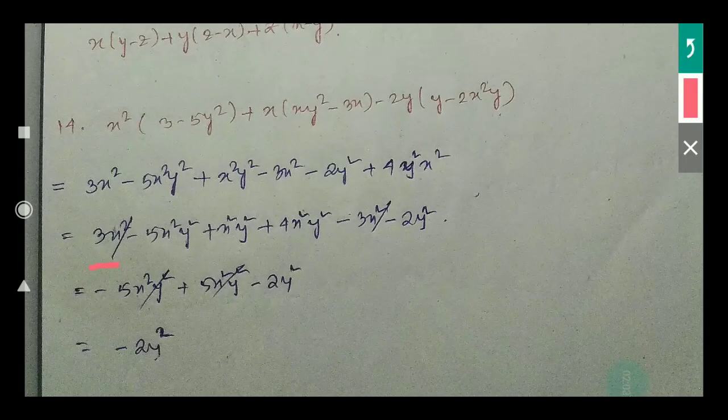3x square y square, 5x square y square, and this one all are like terms, so I have written together. Now next 3x square, 3x square, 2y square, 2y square. So 3x square and here minus 3x square, so this will get cancelled. Now check 5x square minus x square, it will be how much? Minus 5x square, x square y square, 4x square y square, 5x square y square. Remaining is 2y square, 2y square. Minus 5x square y and plus 5x square y get cancelled, only minus 2y square will be the remaining. So that is your answer.